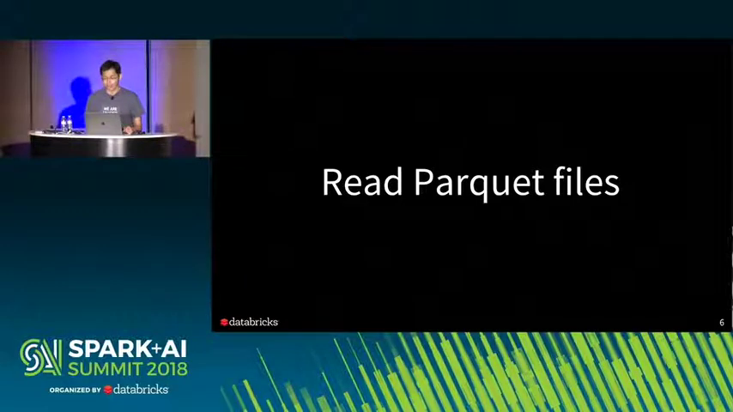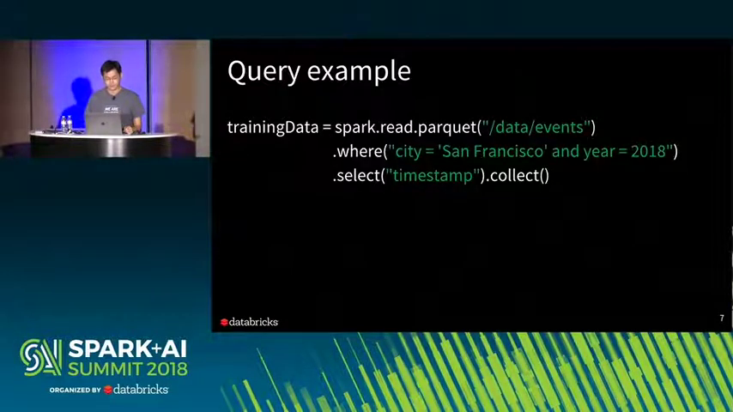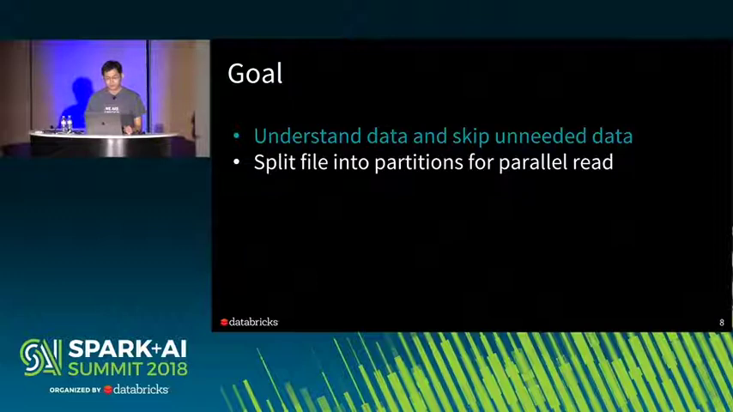Let's see how Spark reads Parquet files. Here is a simple query example. Spark reads all the values of the column timestamp, which happened in San Francisco this year. To implement it, first of all, we need to understand the data so that we can read the Parquet raw format. Also, we need to skip unneeded data to make the execution smarter and faster.